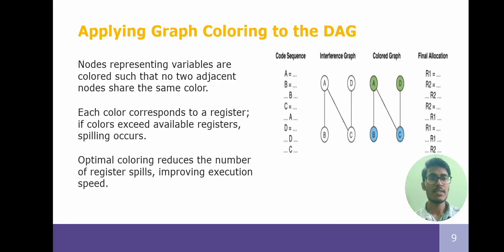Applying graph coloring to a DAG. Nodes representing variables are colored such that no two adjacent nodes share the same color. Each color corresponds to a register. If colors exceed available registers, spilling occurs. Optimal coloring reduces the number of register spills, improving execution speed. So here is one example for graph coloring applied to a directed acyclic graph.